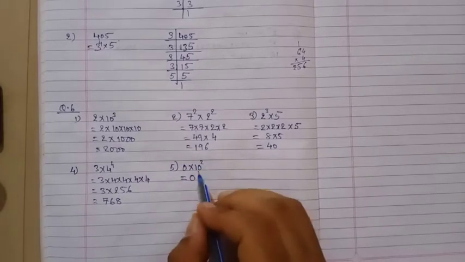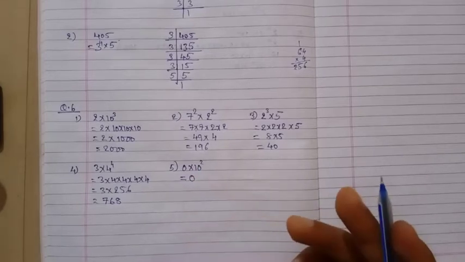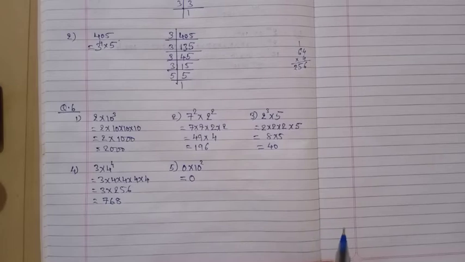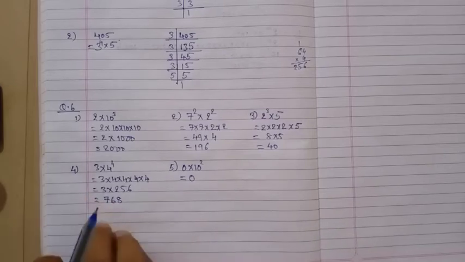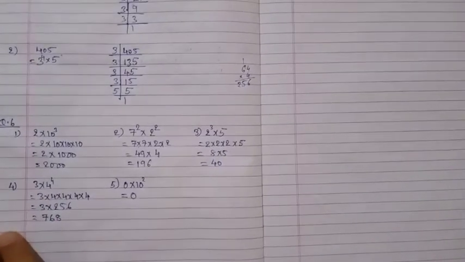Now fifth one, in that 0 into 10 square is given. You can write it directly 0, because 10 square means 10 tens are 100, and 100 into 0 is already 0. If you multiply any number by 0, the answer will always be 0. So that was your question number 6. Remaining 3 sums you have to do by yourself.